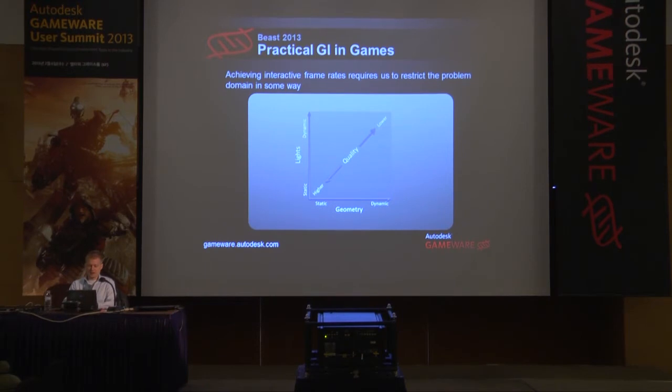Now, at the other end of the scale, if we let both geometry and lighting be fully dynamic, then we have to recompute on every frame, which precludes us from pre-calculating or reusing any calculations. So as a result, in order to maintain that interactive frame rate, we have to do very low resolution calculations, and that results in a low quality global illumination result.